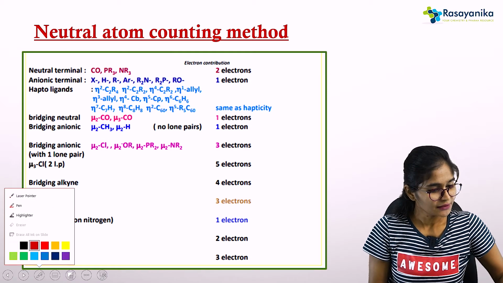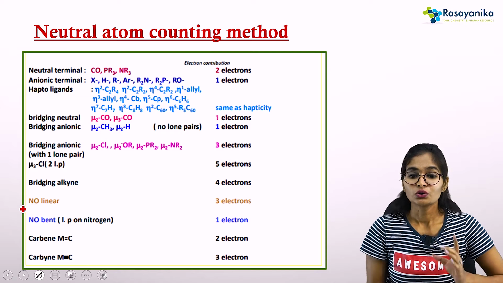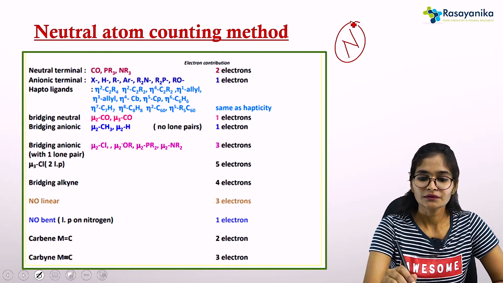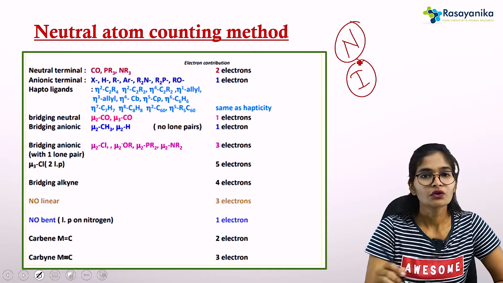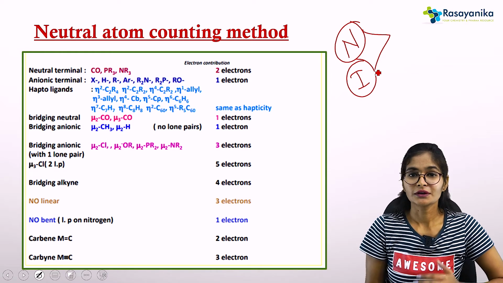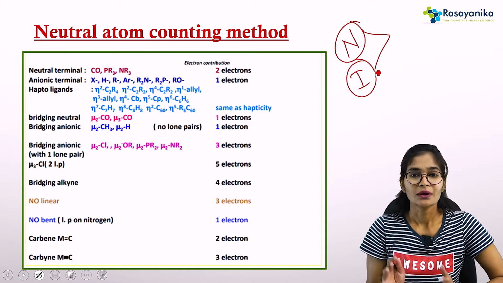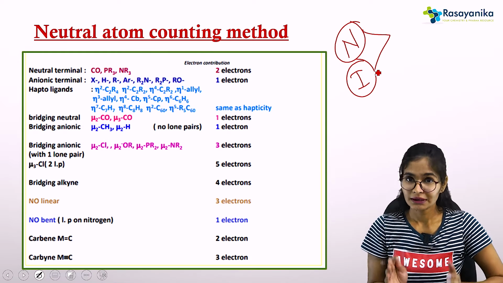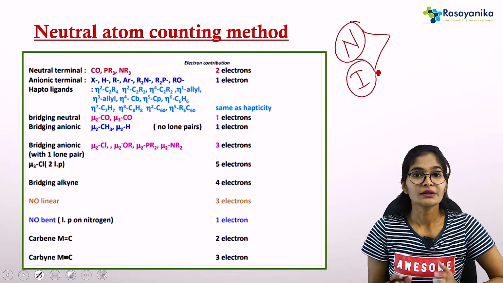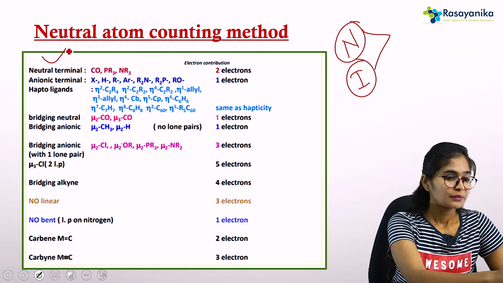Specifically, for applying the 18 electron rule, you can go for two methods: one is the neutral atom method, another is the ionic method. Most often people prefer the neutral atom counting method, which is easy for you also. The ionic method is a bit difficult, so in order to overcome the difficulties, you can go for the neutral atom counting method. You can see the table here.